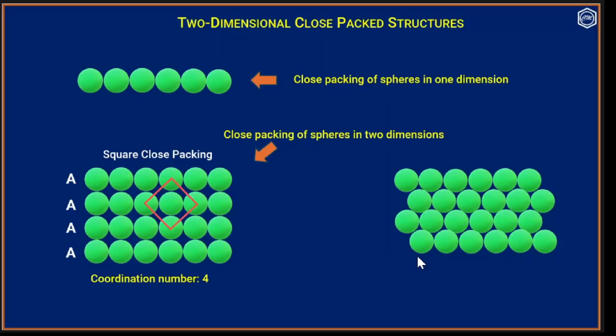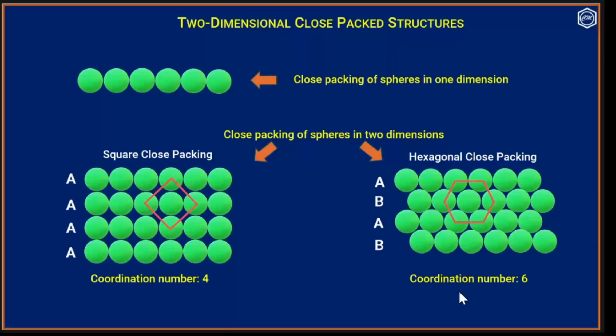Here each sphere is in contact with 6 of its neighbors. So this sphere touches 6 of its neighbors. So the coordination number is 6. And this type of close packing is hexagonal close packing.